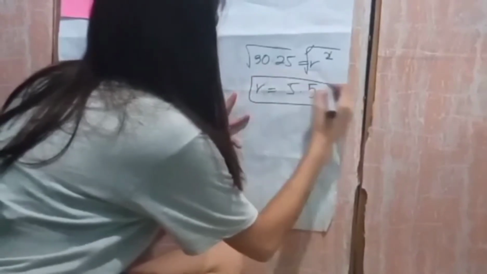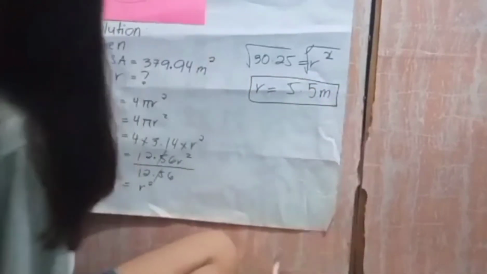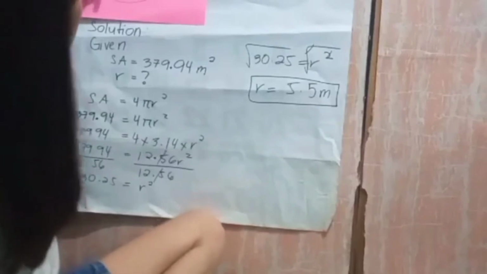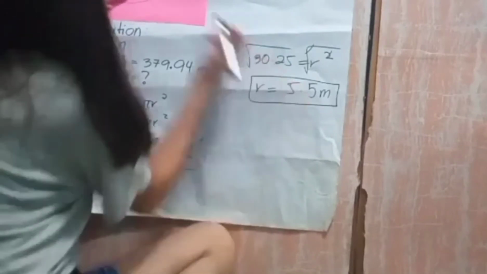So therefore, the radius of this spherical solid is equal to 5.5 meters.